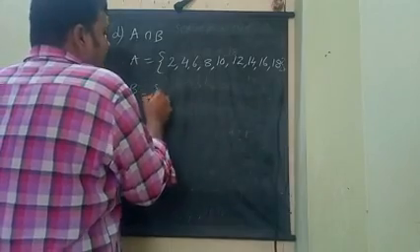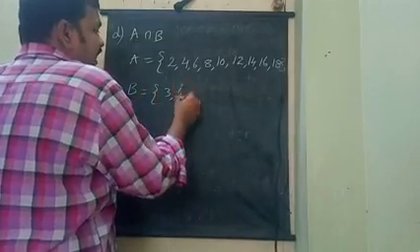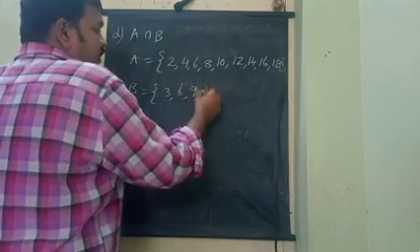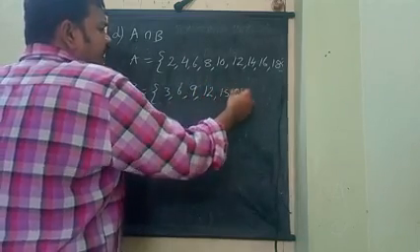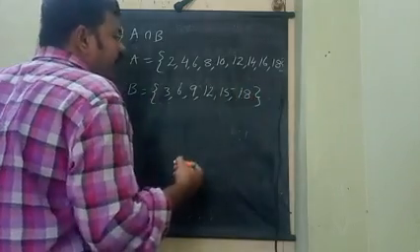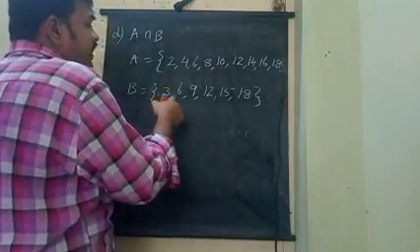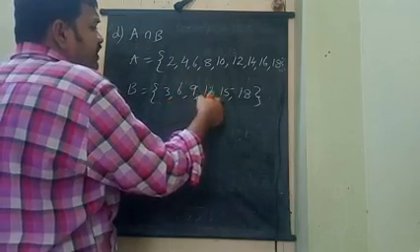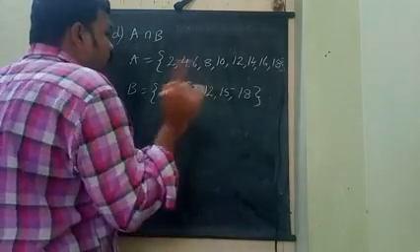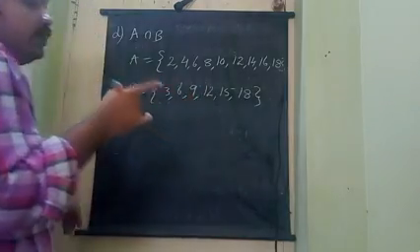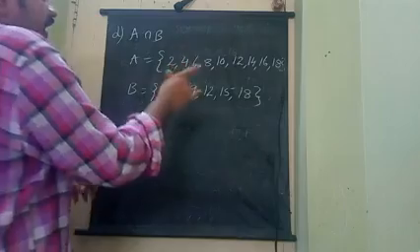B is 3 table below 20. 3, 6, 9, 12, 15, 18. 21 will not come, so leave that one. 3 1s are 3, 3 2s are 6, 3 3s are 9, 3 4s are 12, 3 5s are 15, 3 6s are 18, 3 7s are 21. We should not write 21, because we only have to write below 20. So writing of these two.